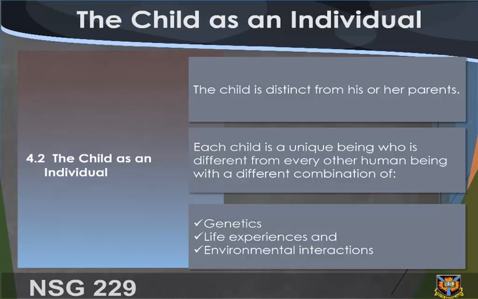The child as an individual. 4.2 The child as an individual. The child is distinct from his or her parents. Each child is a unique being who is different from every other human being, with a different combination of genetics, life experiences, and environmental interactions.